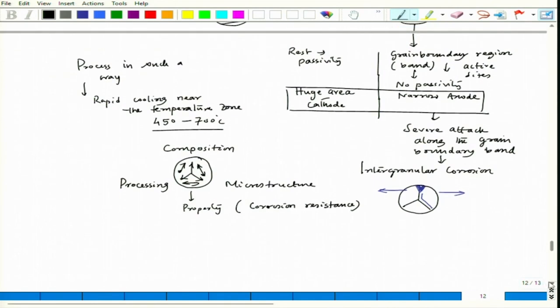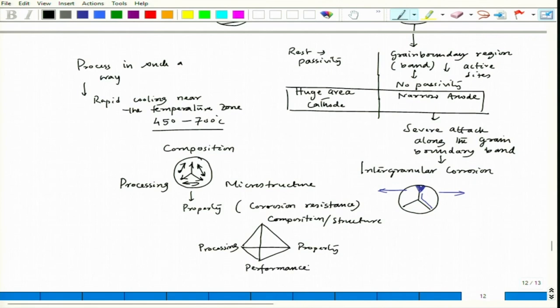So that means it's again coming back to that material tetrahedron, which is nothing but composition, or we can say composition structure at one end. Let's say you fix the composition, so then definitely structure is to be considered, then processing, then we have property, and finally performance. So these material tetrahedrons become very critical for devising corrosion protection method.